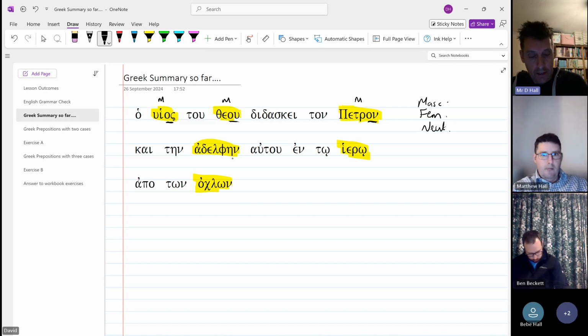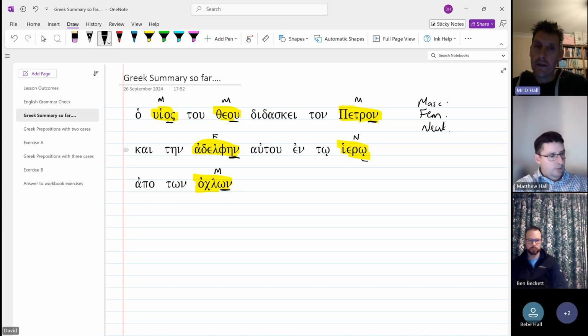This one here has a different kind of ending because of the eta, and that's a feminine noun. Now this one here looks like it could be masculine, but actually it turns out it's a neuter noun. And this one's a masculine noun. You can see that we've got all these different endings, and those different endings are not just based on its gender, but they're also based on its case, as well as its number.